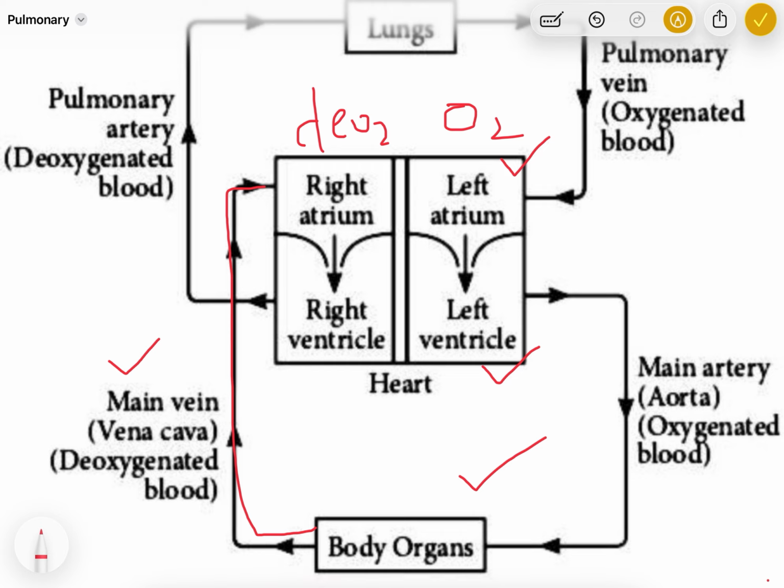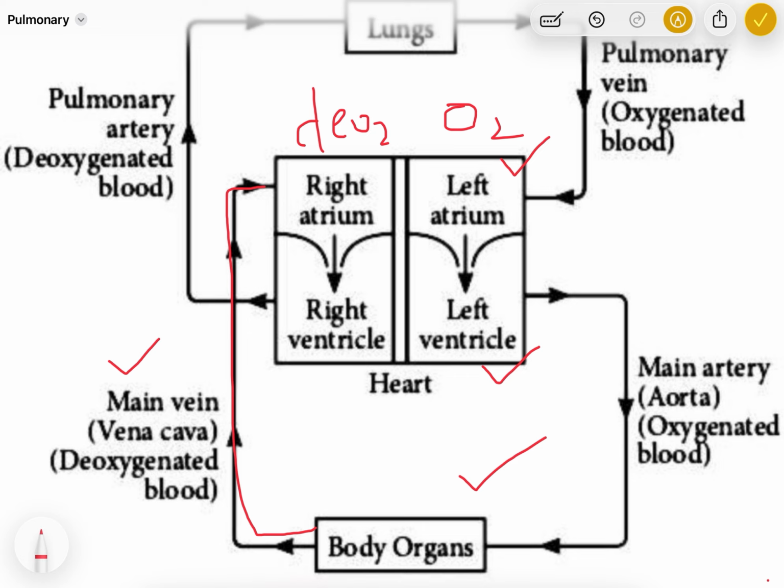This vena cava is of two types: inferior vena cava and superior vena cava. The inferior vena cava will carry the blood from the lowermost part of your body. The superior vena cava will carry the blood from the anterior part of your body. So two vena cavas: inferior for the lower part of the body, superior for the upper part of your body. Done. So the deoxygenated blood from different parts of your body has now reached the right atrium.